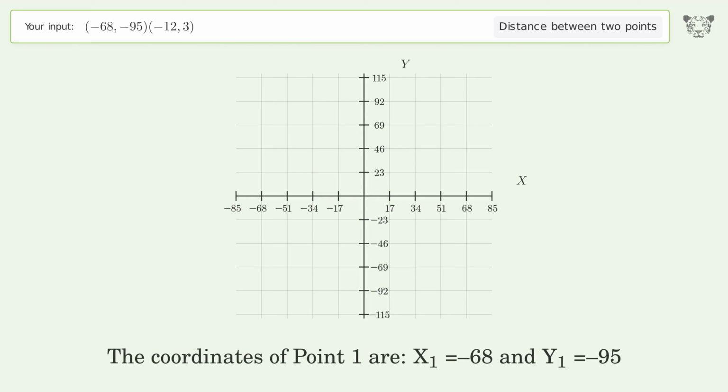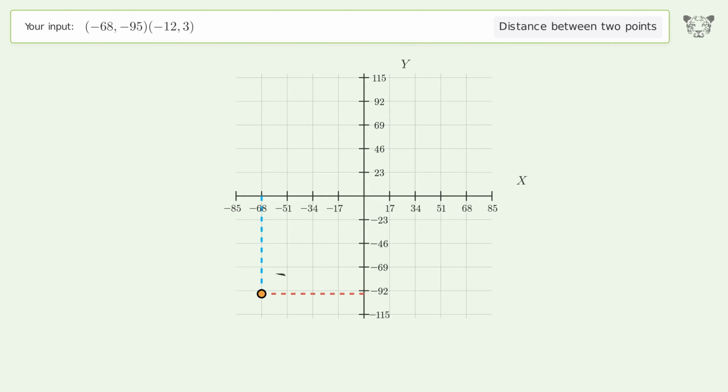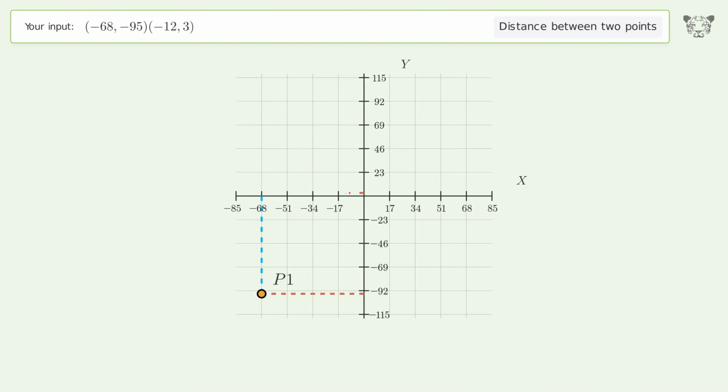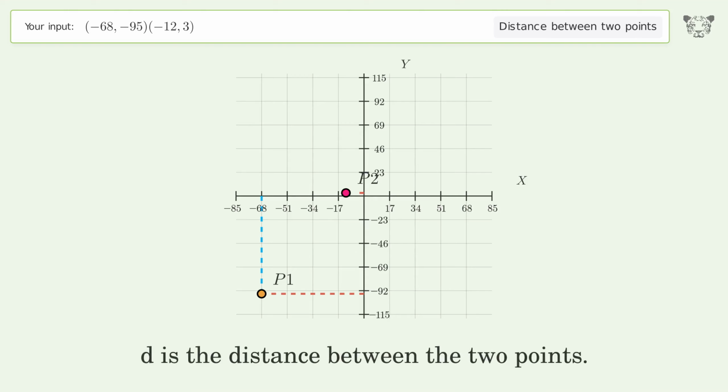The coordinates of point 1 are x1 equals -68 and y1 equals -95. The coordinates of point 2 are x2 equals -12 and y2 equals 3. D is the distance between the 2 points.